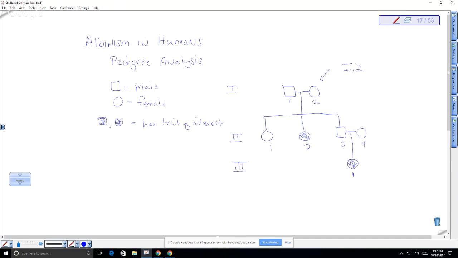So in albinism, we have the gene A. The dominant allele is big A, and the recessive allele is little a. And I put that in there because it's always helpful for me to have a little legend so I can remember what I'm doing. Okay. So let's look at these individuals that have albinism. What must be their genotype?